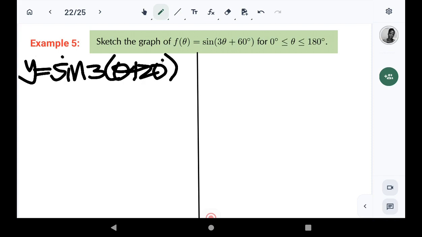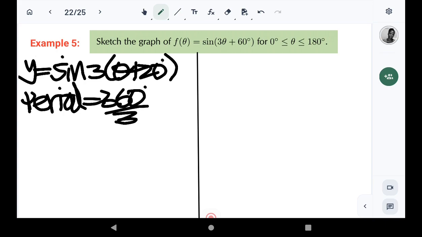And now things look so much clearer. So we've got a period of 360 over 3, which is equal to 120 degrees. And that was shifted 20 degrees to the left because it's plus 20. So now we can draw the original graph, but let's see what the important indicators are in this case. Remember your zeros and what.